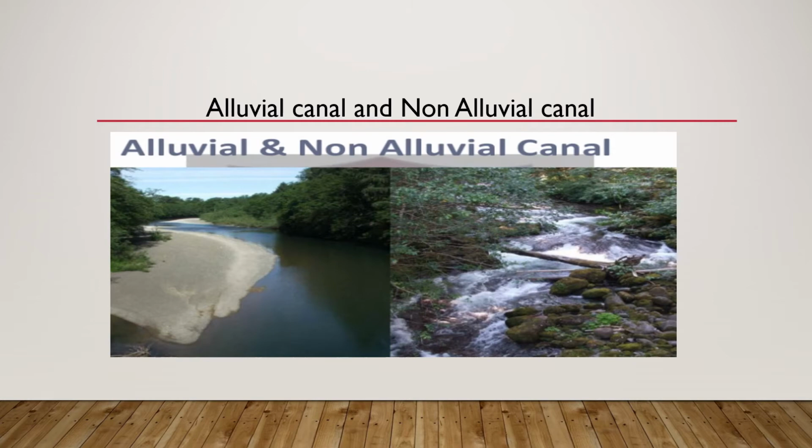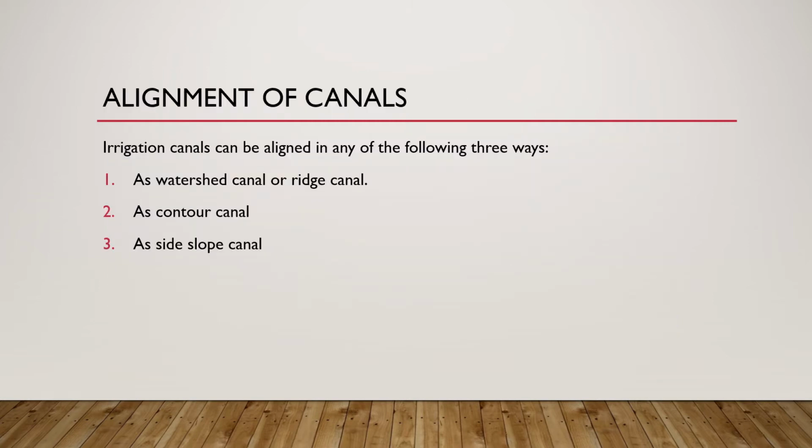Okay, fine. In this slide we are going to see the alignment of canals. Irrigation canals can be aligned by three methods. The first is as a watershed canal or ridge canal, then as a contour canal, and as a side slope canal. I am going to explain the three types in the upcoming slides.